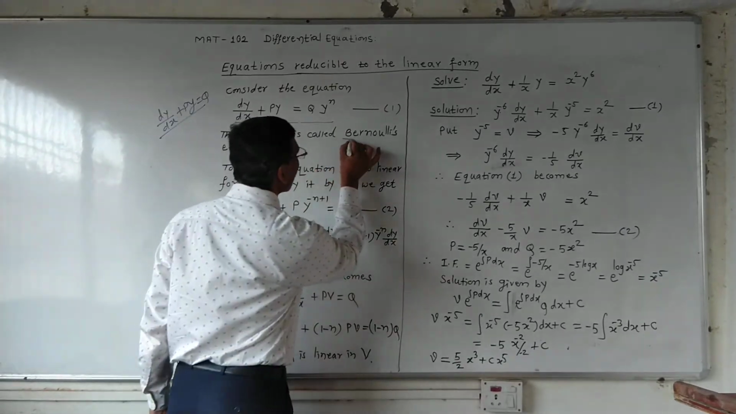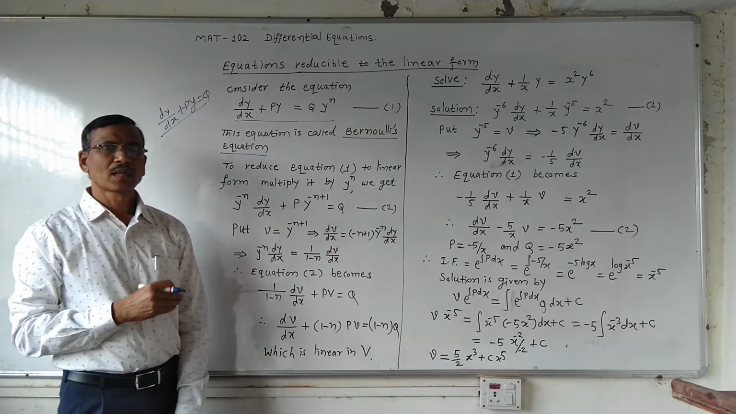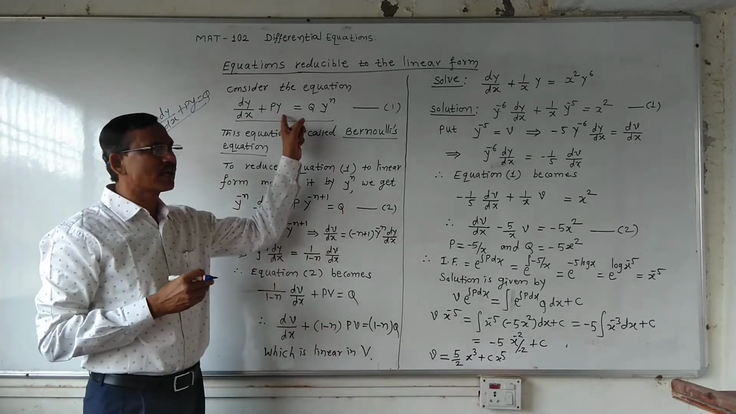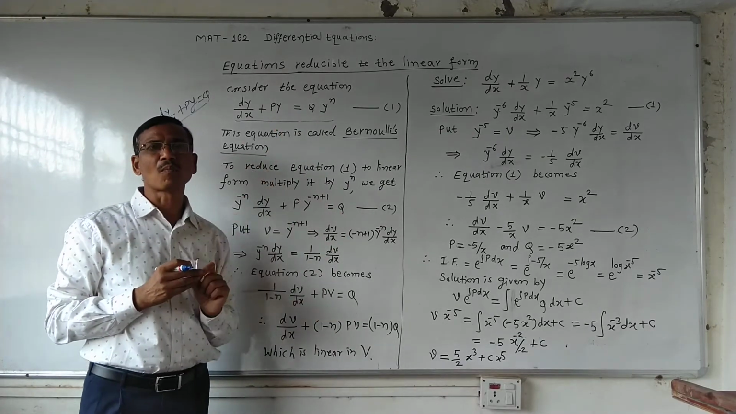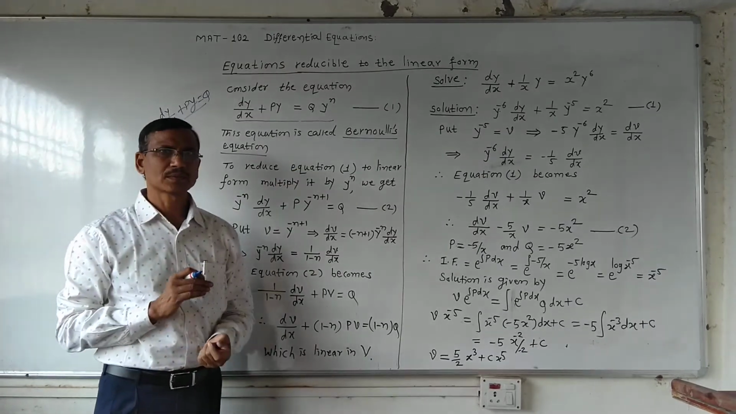Such equations are called Bernoulli's equation, because at first this equation was reduced to the linear form by Bernoulli, therefore this equation is called Bernoulli's equation.